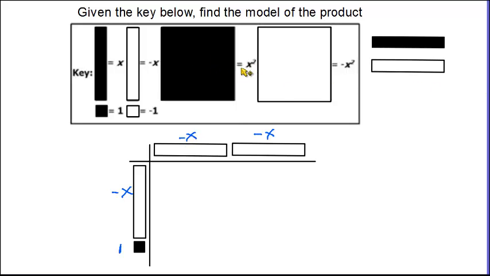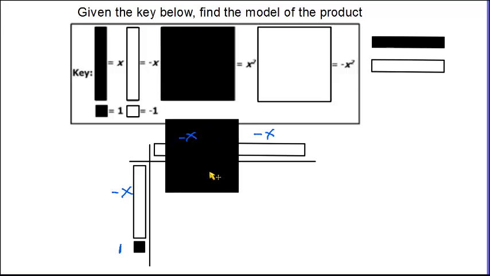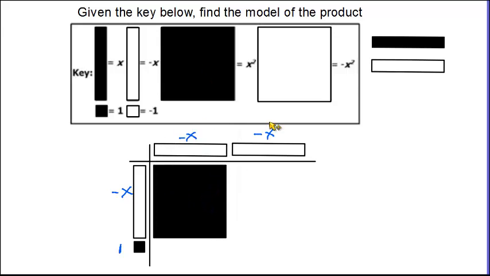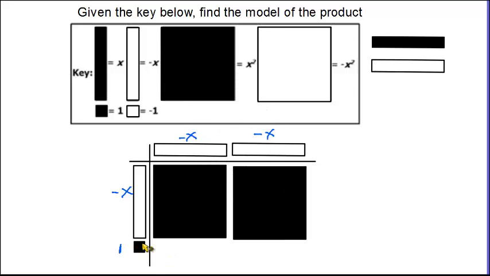And positive x squared is represented by this. Negative x times negative x is also positive x squared. Now this one is positive 1. Positive 1 times negative x is equal to negative x. And negative x is represented by this. But I'm going to use this one to create a rectangle as our final product. Next, 1 times negative x is again negative x.